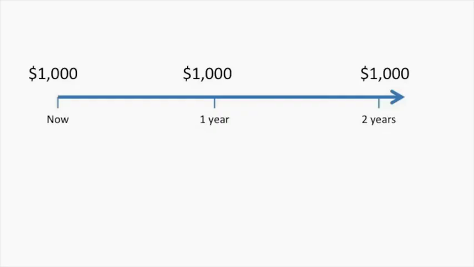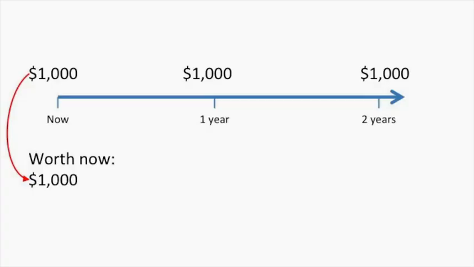Okay, so what is discounting? I'm going to start really basic. Supposing that I'm obliged to pay you $1,000 now, $1,000 in a year's time, and $1,000 in 2 years' time. And let's just suppose there's no risk. You can trust me 100%. How much is each of those payments worth to you?